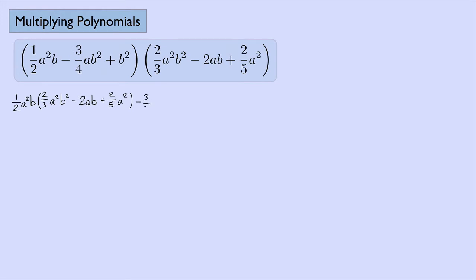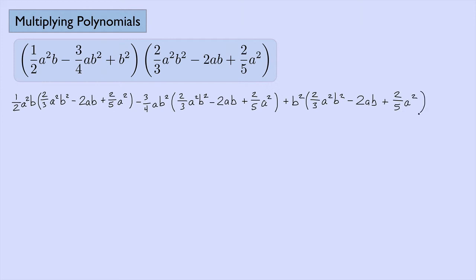So this is negative 3/4 ab squared. And then again, this is going to multiply the whole second trinomial here: 2/3 a squared b squared minus 2ab plus 2/5 a squared. All right, and then the last one I have is the b squared. And again, multiplied by the whole second trinomial: 2/3 a squared b squared minus 2ab plus 2/5 a squared.